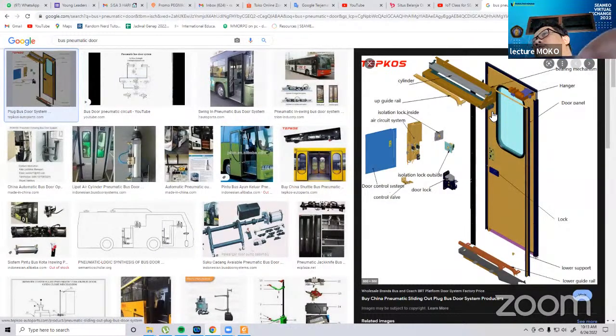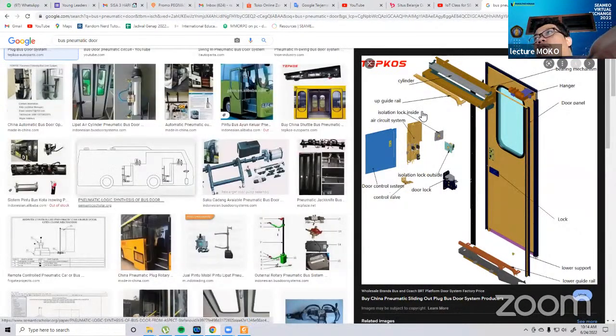They use a solenoid valve pneumatic actuator. It uses air, high pressure air, to move this linear actuator.